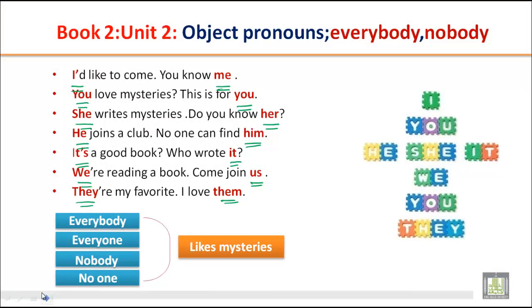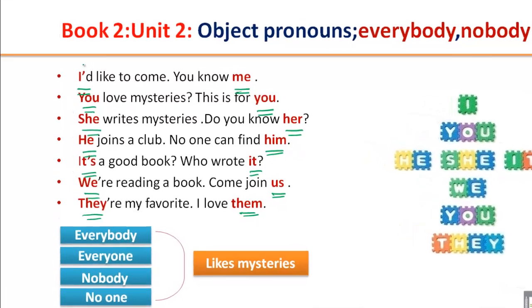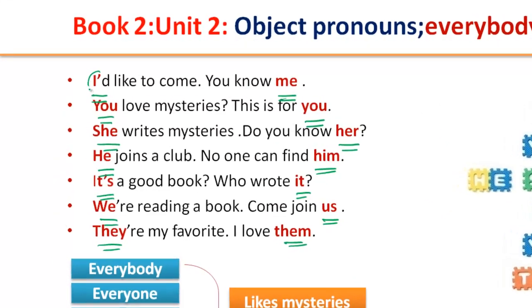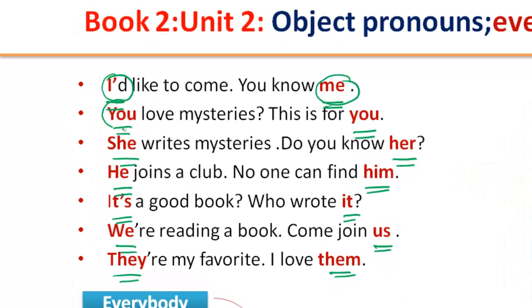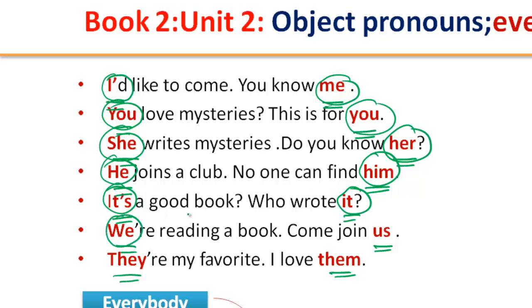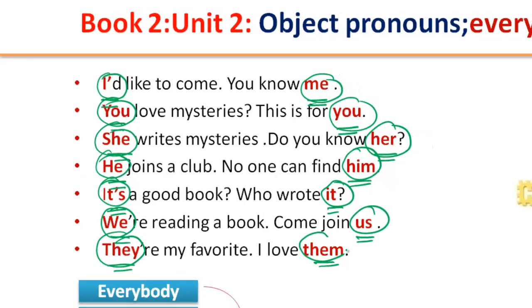So you can see in all these examples the object pronoun for I is me. For you, it is you. For she, it is her. For he, it is him. For it, it is it. For we, it is us. And for they, it is them.